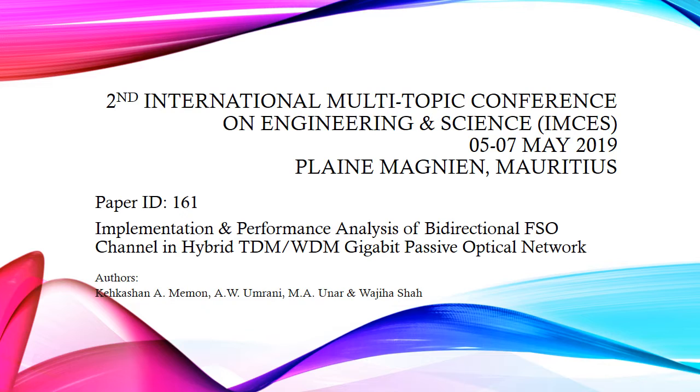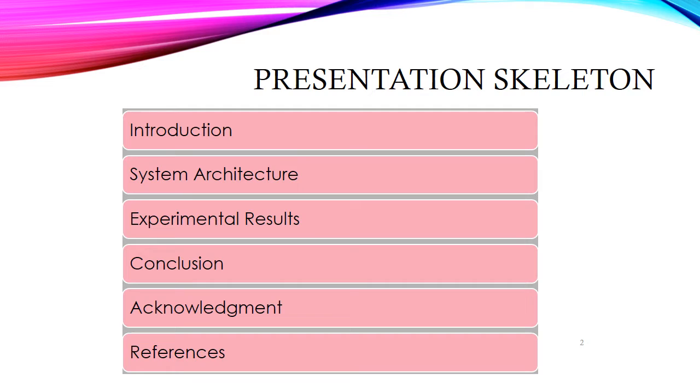My paper ID is 161 and the title is Implementation and Performance Analysis of Bidirectional Free Space Optical Channel in Hybrid TDM-WDM Gigabit Passive Optical Network. Let's take you to the presentation skeleton. The main sections are introduction, then system architecture, experimental results, conclusion, acknowledgement, and references.